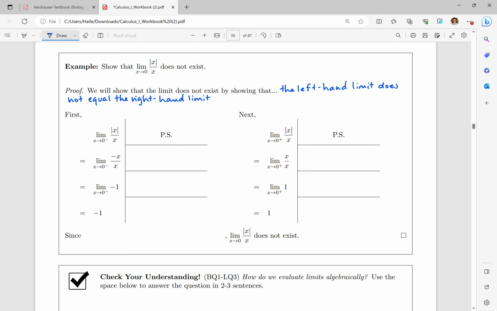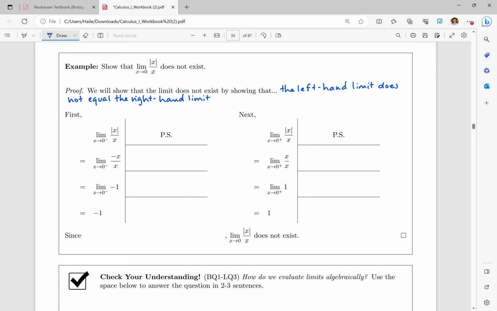So I start by writing my problem statement. So notice I've written the limit as x approaches 0 from the left of the absolute value of x over x. Okay, so now here comes the slightly tricky part. Since we're approaching from the left, we want to represent the absolute value with the part that makes sense with the x values we're using.